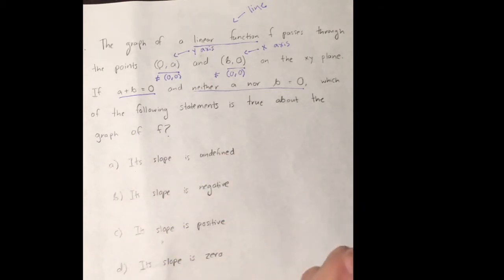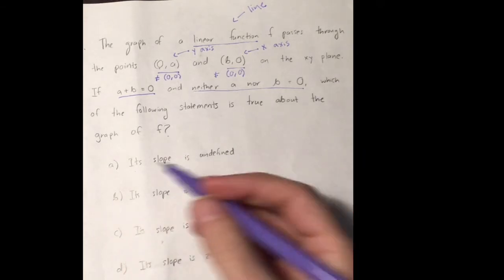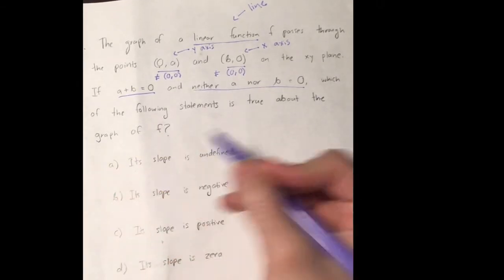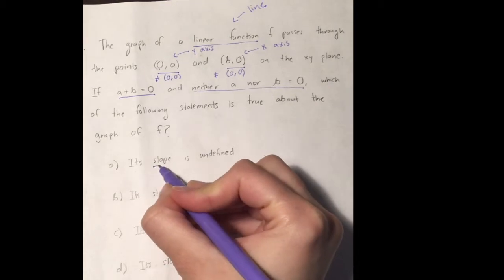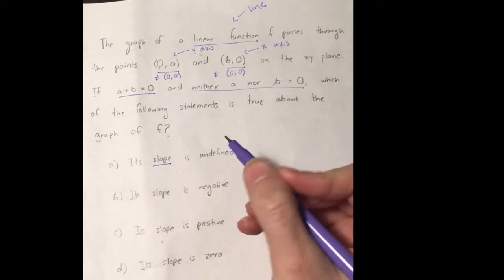So we know this question has something to do with the graph of f, but we don't know what specifically they're asking us about that graph. To figure that out, we're going to have to read the answers. So answer A, its slope is undefined. Okay, so they're asking us about the slope of this line.